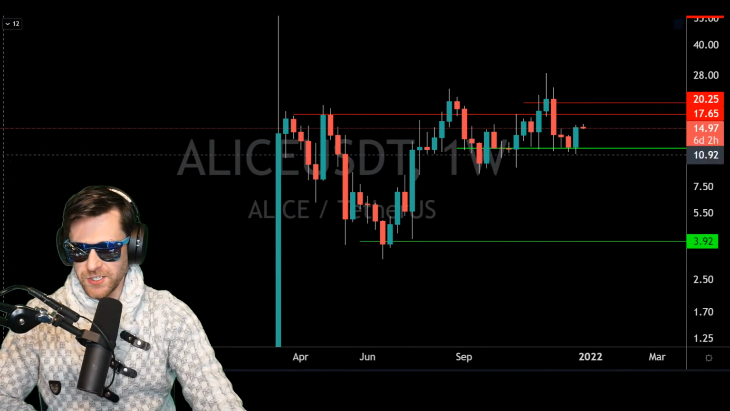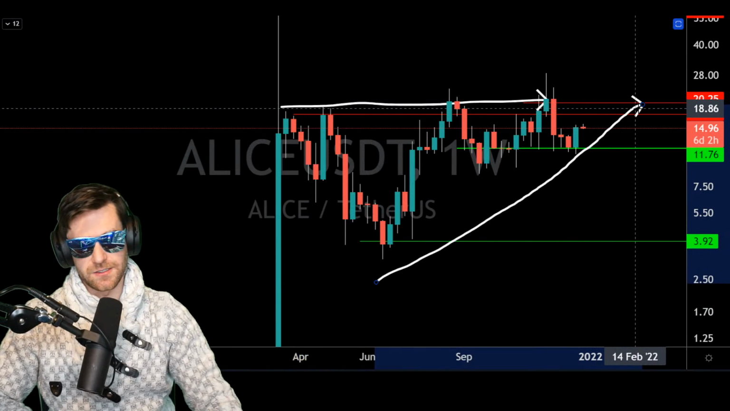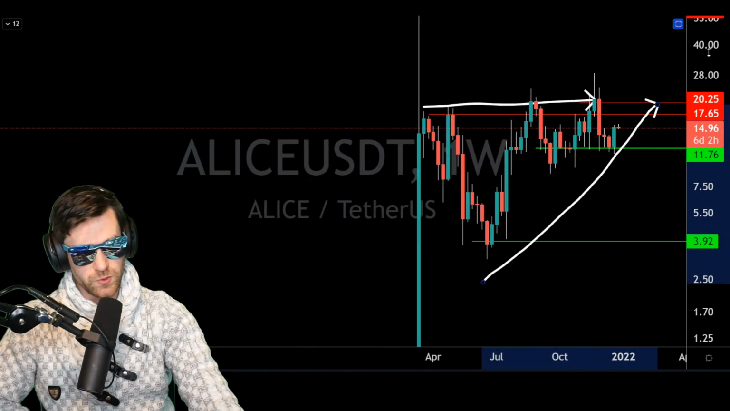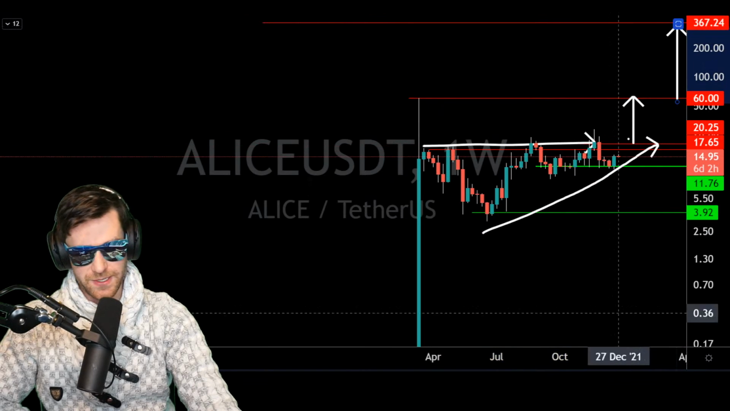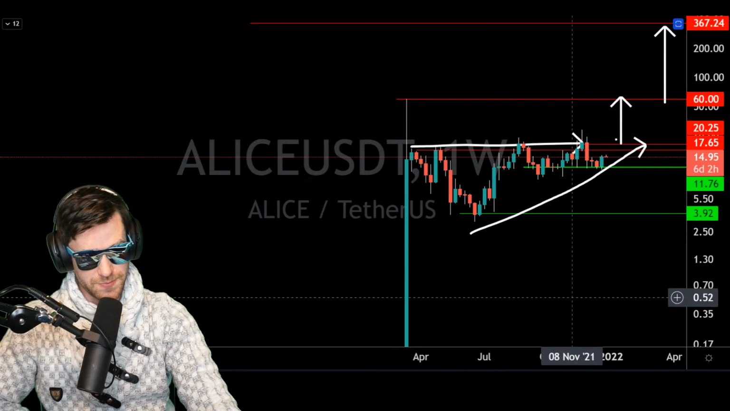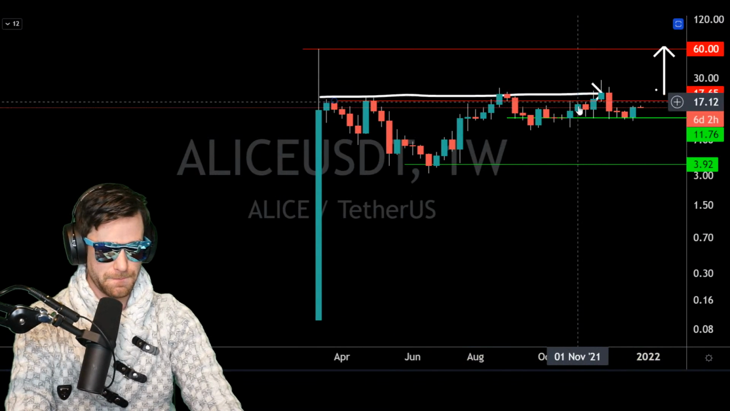Overall, I like the formation of Alice. We have a flat top. We have our lows ascending. As long as that remains true, I mean, we're in a nice bull flag. And we're going to look to retest that $60 mark. If we break that, we can maybe look for some moon targets, but that's too far away at the moment. So let's get back to reality.